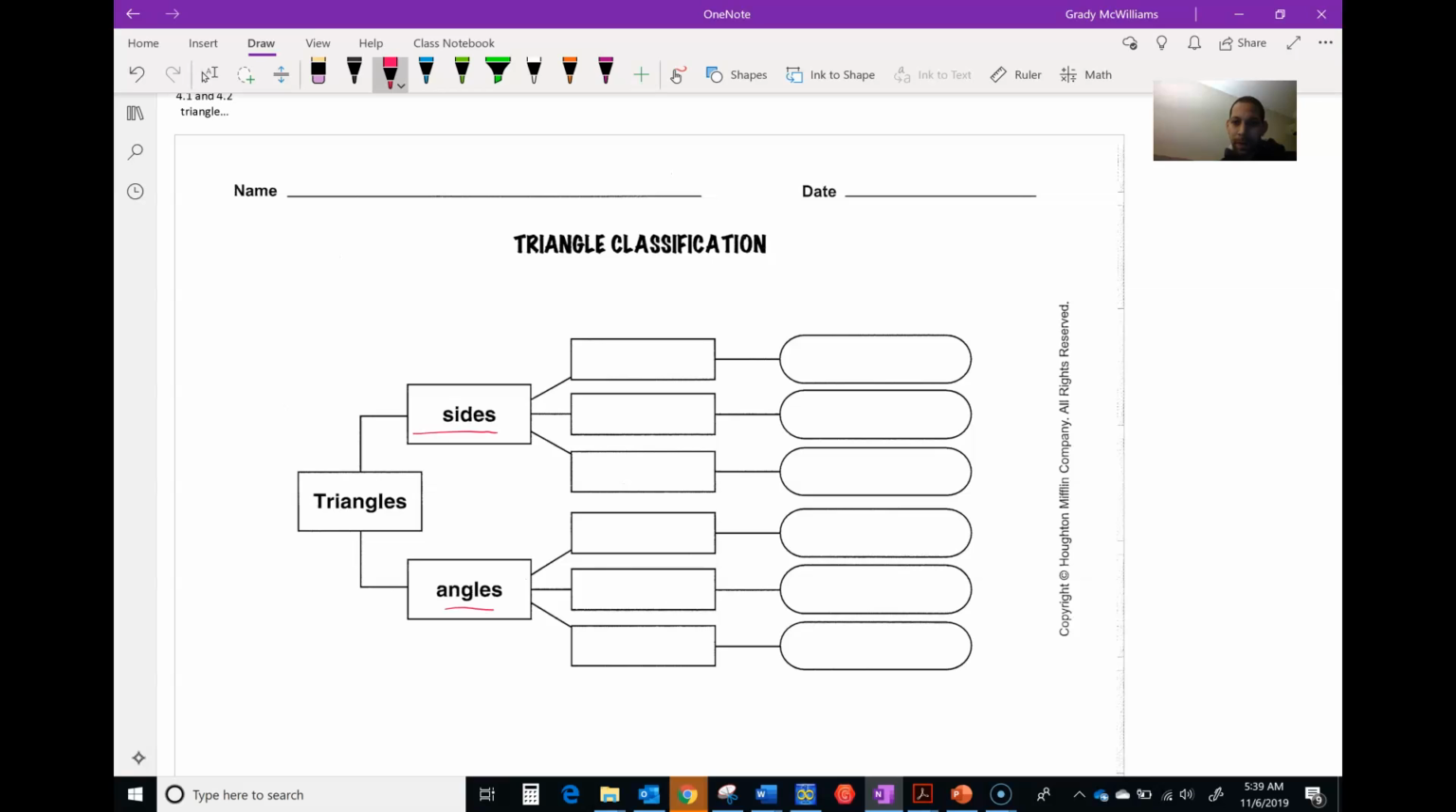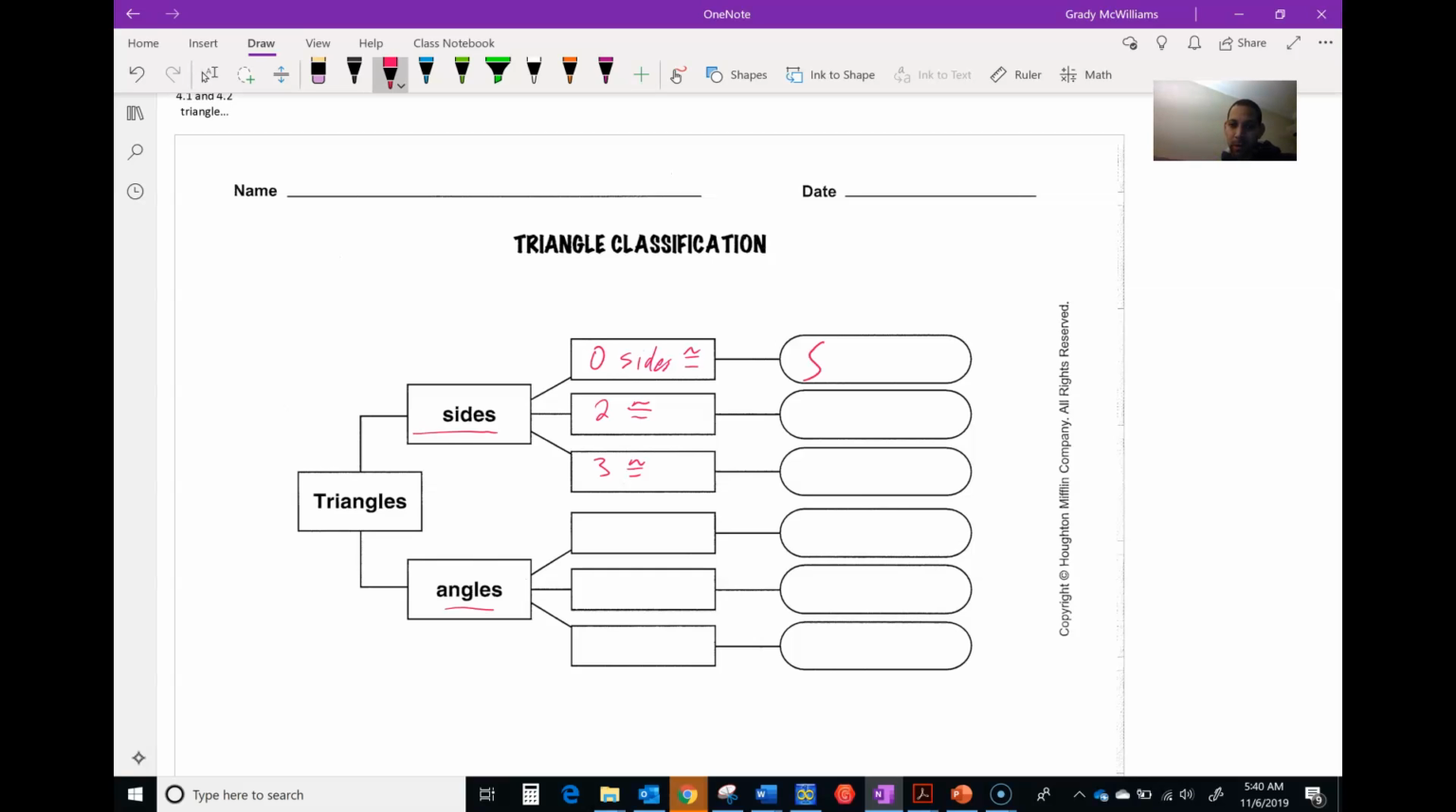So first of all, there are three ways you can classify triangles by sides, and it all depends on the number of sides that are congruent. So if you have 0 sides congruent, or, obviously you can't have one side congruent, what would it be congruent to? So 2 sides congruent, or all 3 sides congruent. That's how we're going to classify.